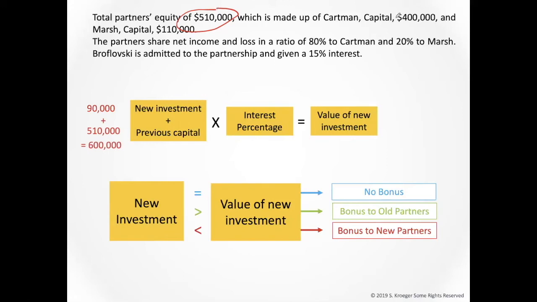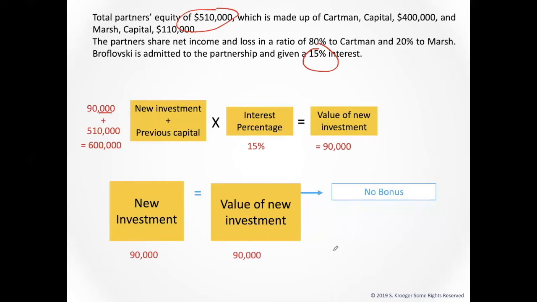We will multiply that by the interest percentage. That's the amount we're giving the new partner, which is a 15% interest. 600,000 times 15% equals 90,000. Broflovsky is giving 90,000, and the value of that investment, what it's worth for the capital account, is 90,000. The new investment, 90,000. The value of the new investment, also 90,000. Since it equals, there's no bonus to a new partner or to an old partner. The capital that Broflovsky is getting is the exact same as the investment he's giving.